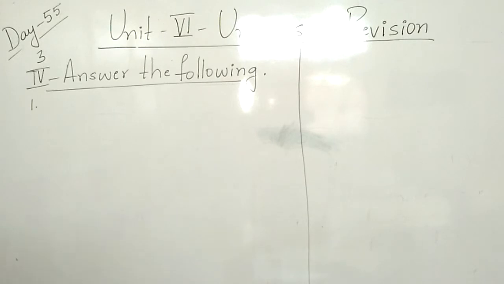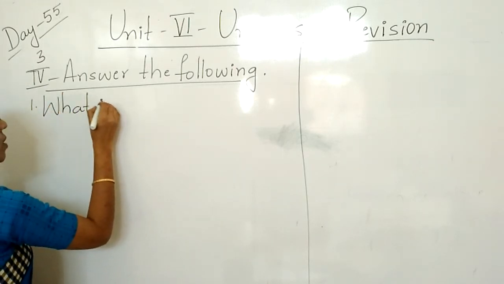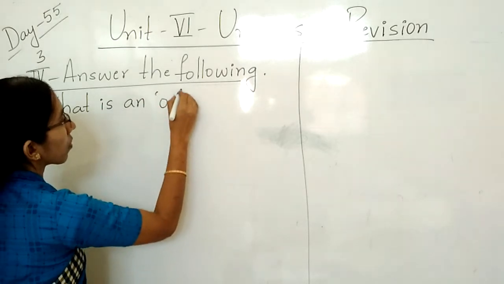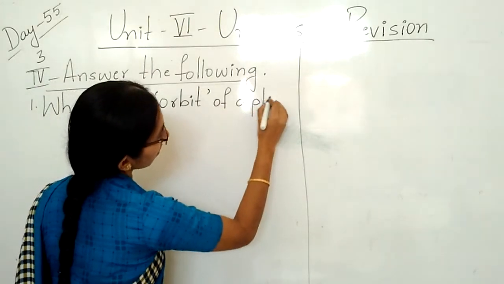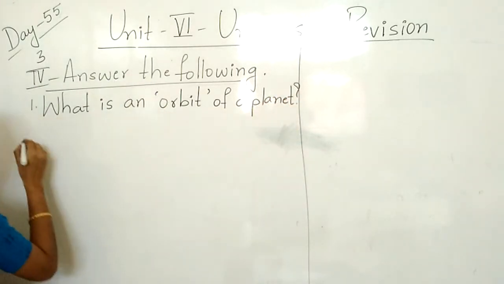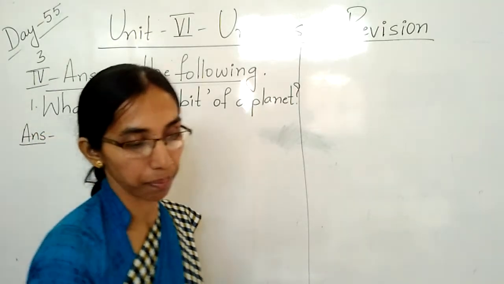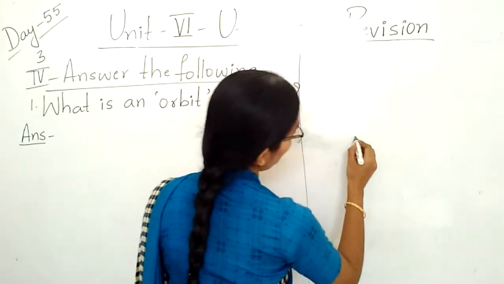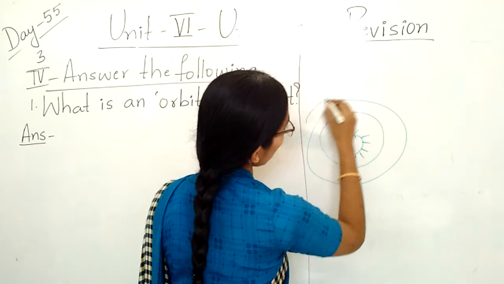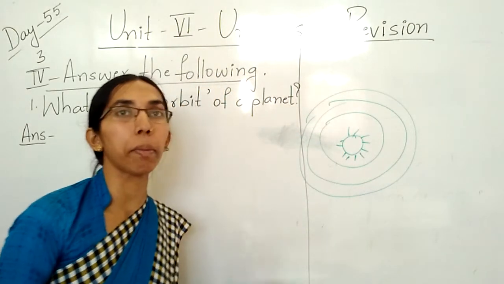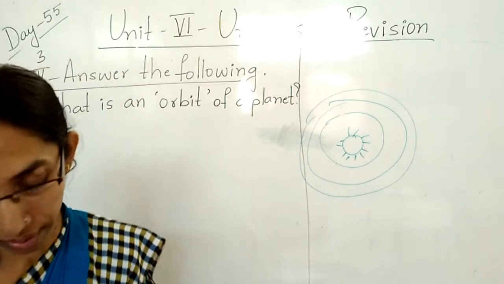Now the first question, children: what is an orbit of a planet? Orbit means what here? When the planets revolve around the sun in a particular path, that is called an orbit. Okay children, so what is the answer here?